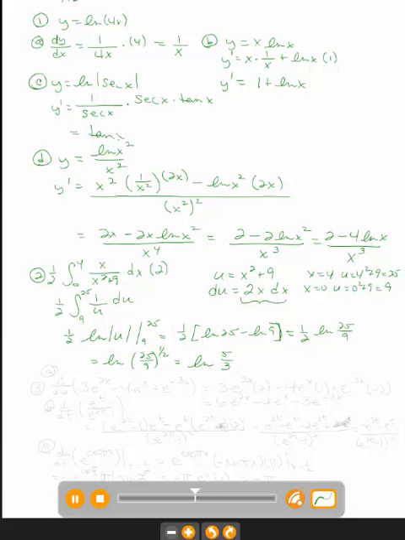There's a lot of information on the exponential functions with the e's. Make sure you read through that material as well.